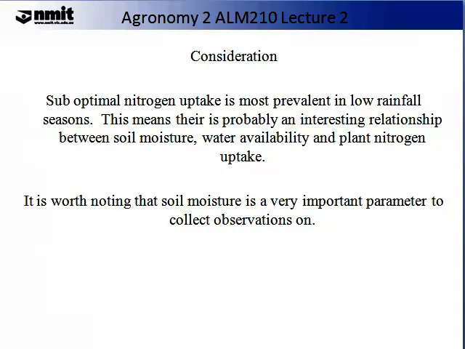It is worth noting for consideration that suboptimal nitrogen uptake is most prevalent in low rainfall seasons. This means there is probably an interesting relationship between soil moisture, water availability, and plant nitrogen uptake. It is worth noting that soil moisture is a very important parameter to collect observations on when conducting our kind of experiments. Also, in an ideal world, you would set up controlled environmental experiments alongside. This would allow you to control soil moisture and temperature and other climatic inputs while adjusting your green urea concentrations.